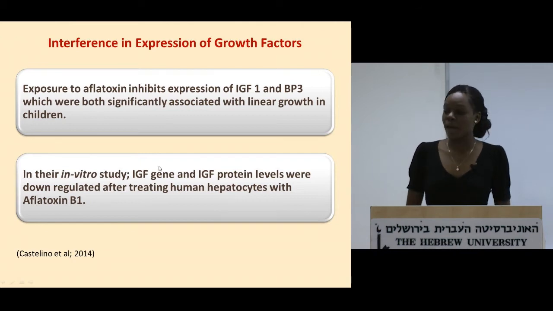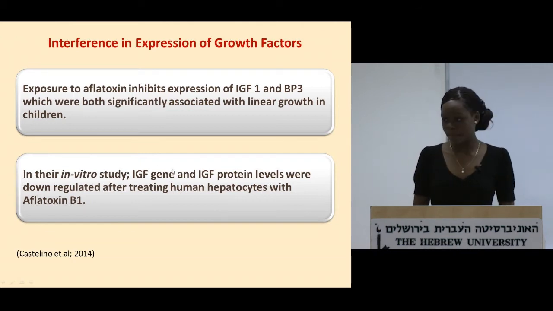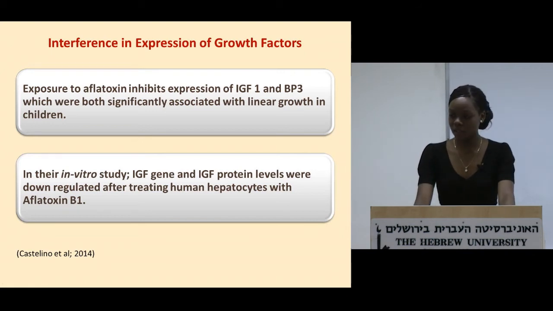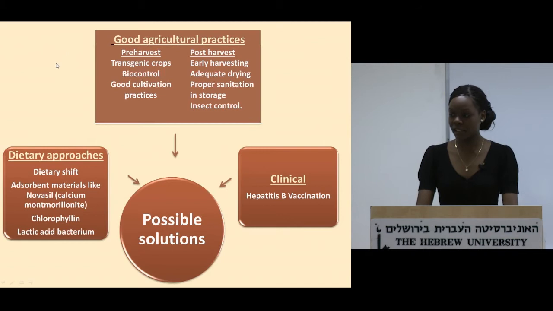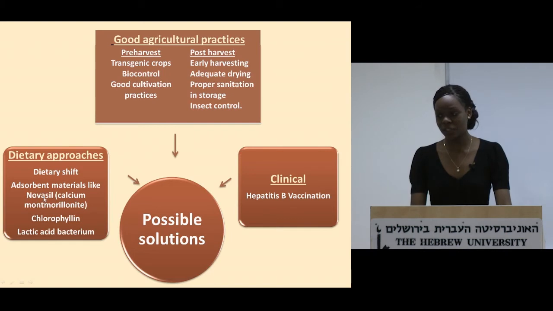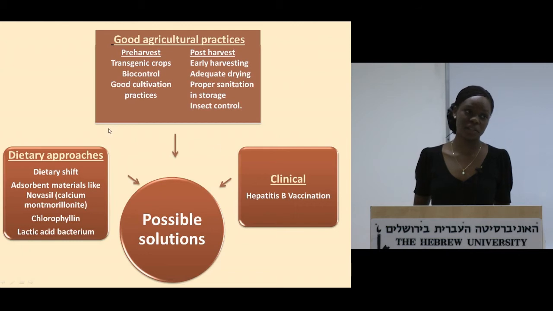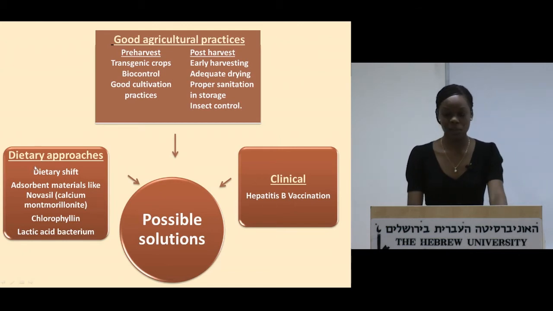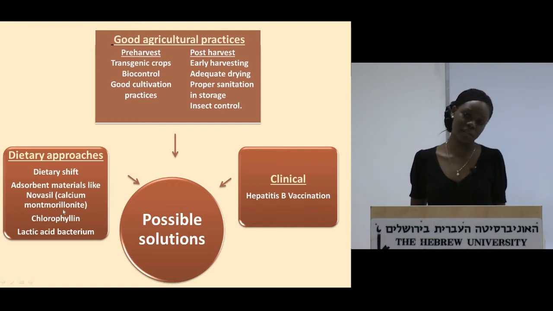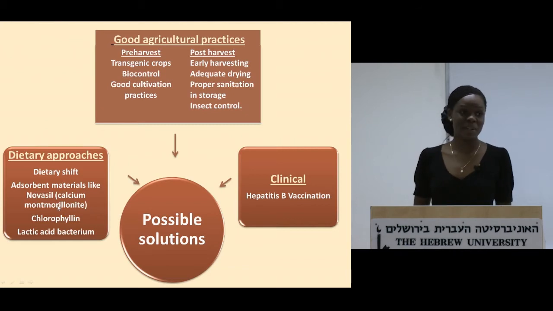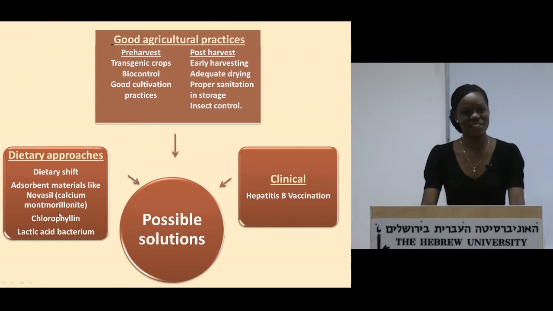So, for possible solutions to these problems, we have three approaches, which include dietary approaches, good agricultural practices, and clinical approaches. To start with the dietary approaches, it's recommended that we advocate a dietary shift from consumption of the vulnerable crops, which are staples in Africa, like maize and groundnuts, to consumption of millet and sorghum, which are less susceptible to aflatoxin. But will people agree to shift from what they're used to?